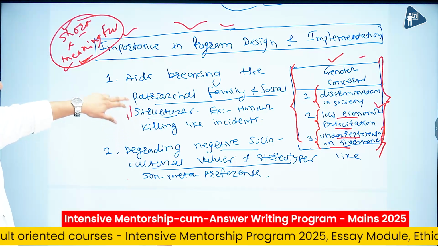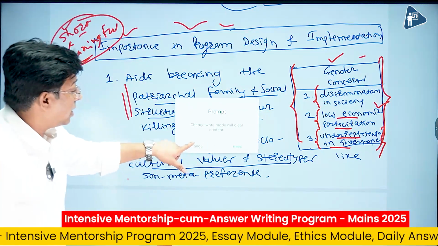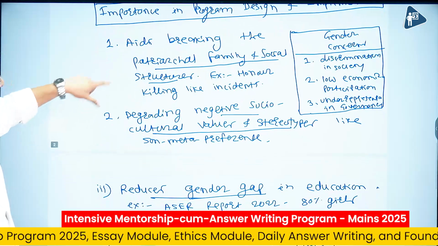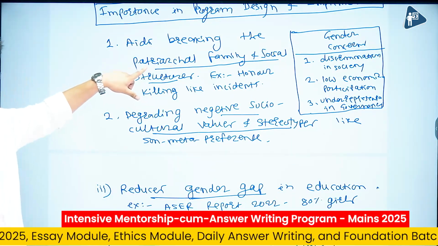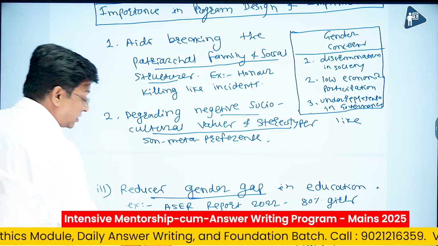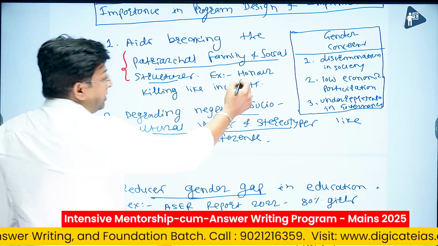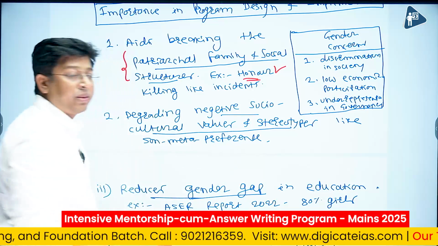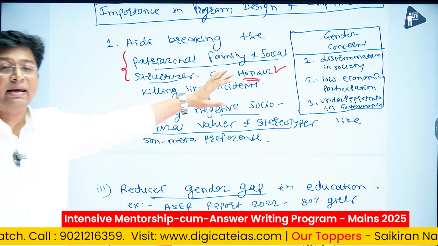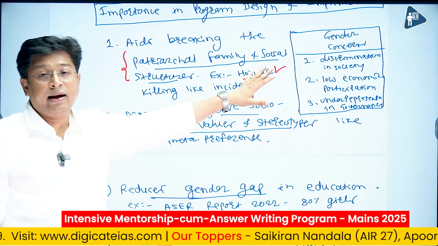Now, the first point is that if we take gender concerns into account, it aids in breaking patriarchal family and social structures. For example, in the name of honor, many girls and boys are killed if they run away from home and get married.